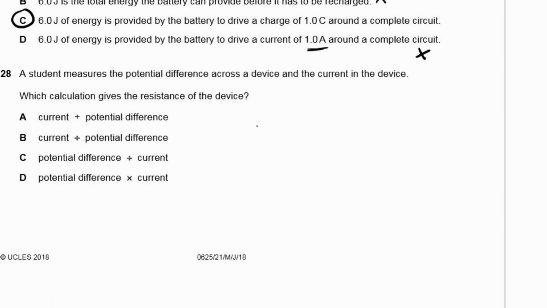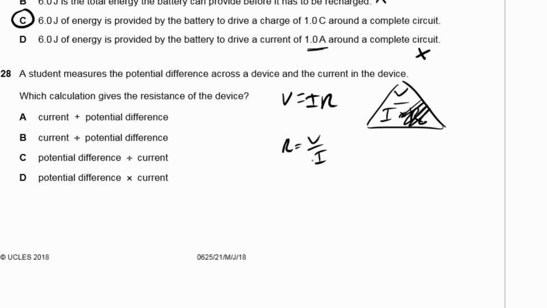28. A student measures the potential difference across the device and the current in the device. Which calculation gives the resistance of the device? So V equals IR. That's the equation we want to use here. We want the resistance, so we cover that over and we see that resistance equals V over I, voltage over current. And which one corresponds to that? C. There we go. Potential difference divided by current.